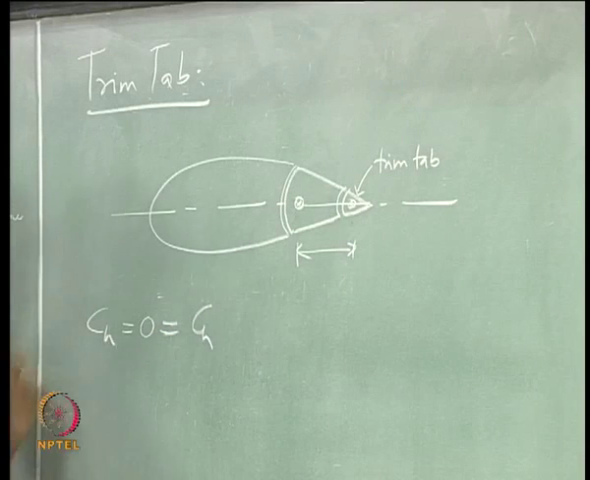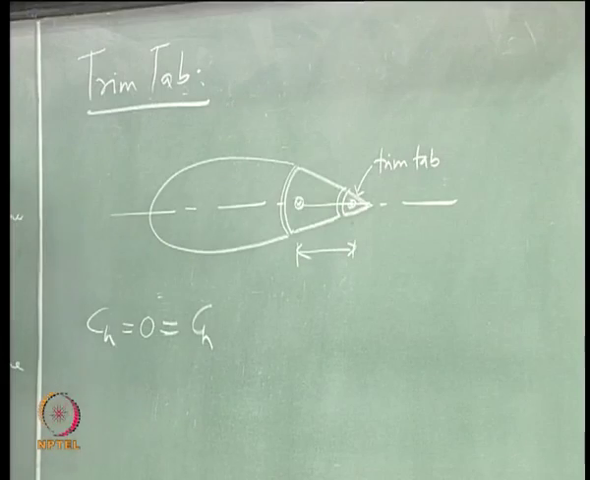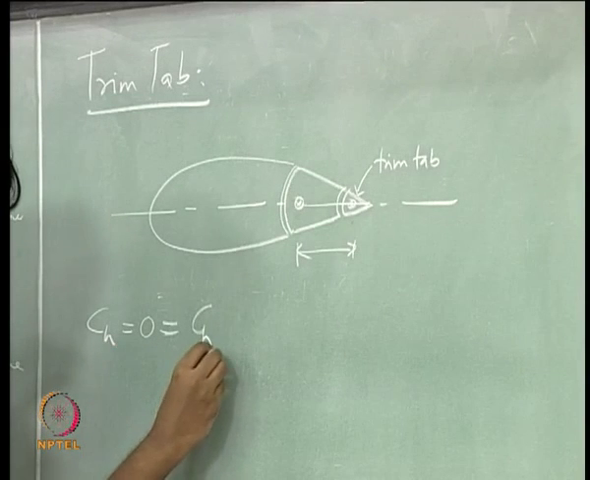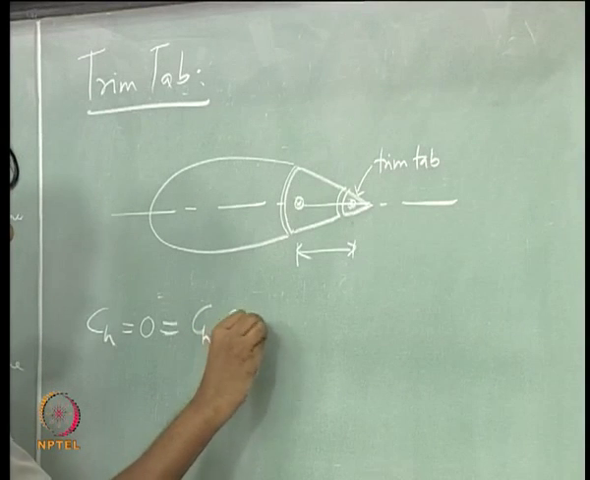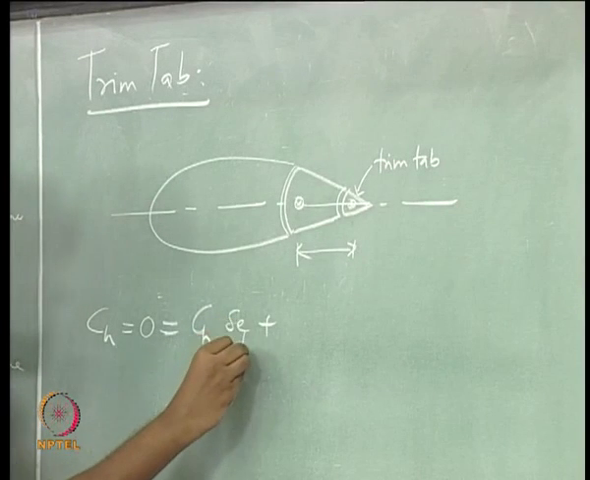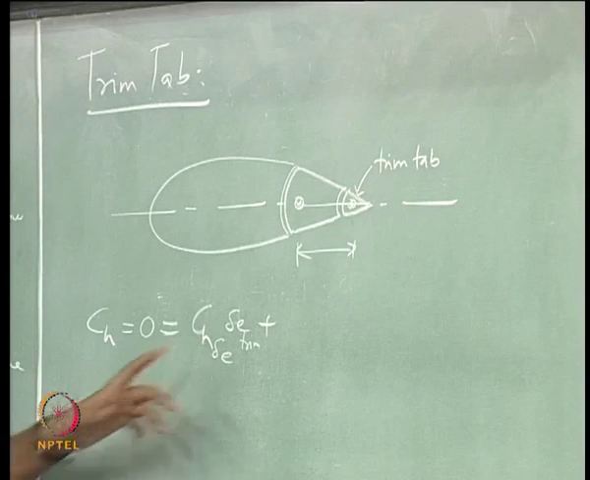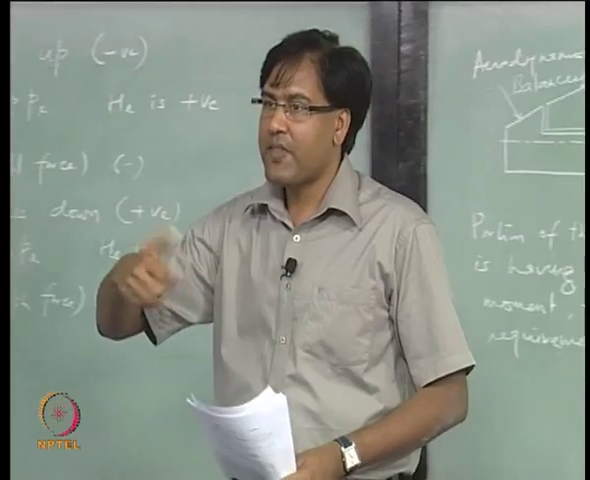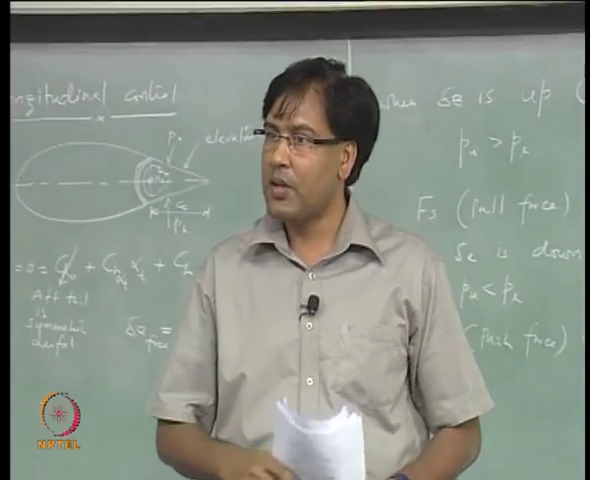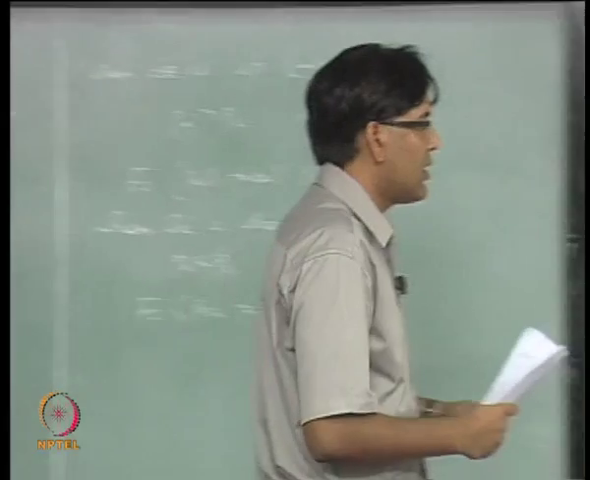Now let's look at this expression again for the hinge moment coefficient. So I want to trim the aircraft at a particular elevator setting, right, and I want to find out the trim tab deflection, the free deflection, so that the moment at the hinge point is zero, right.